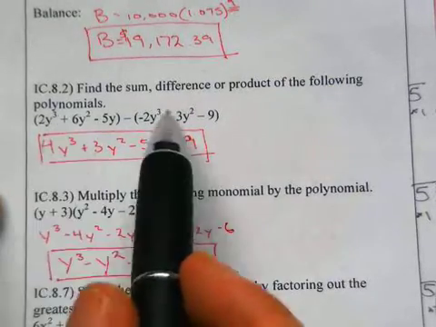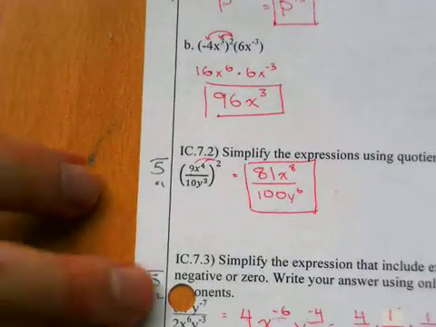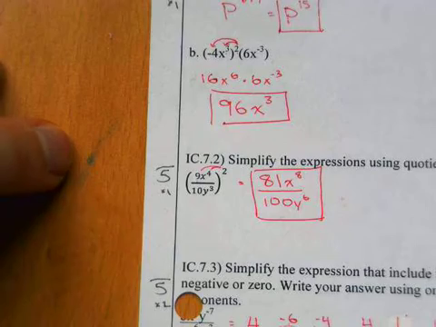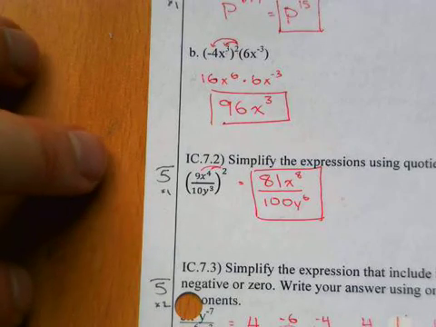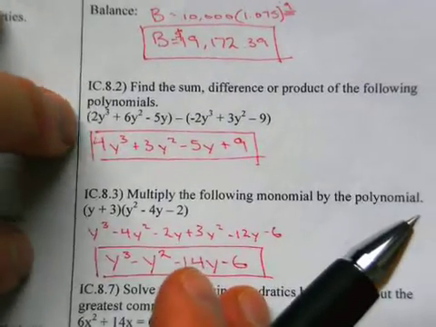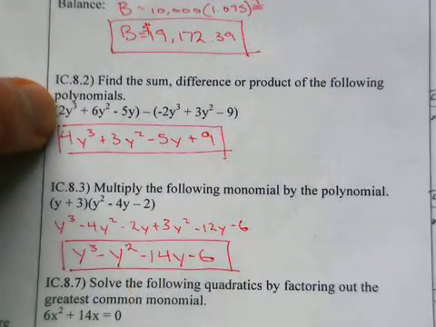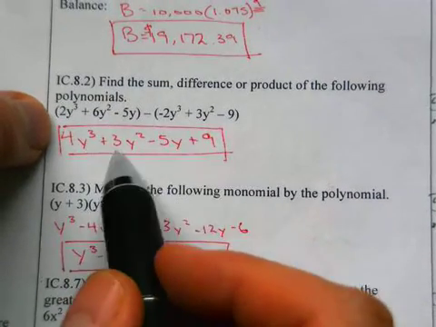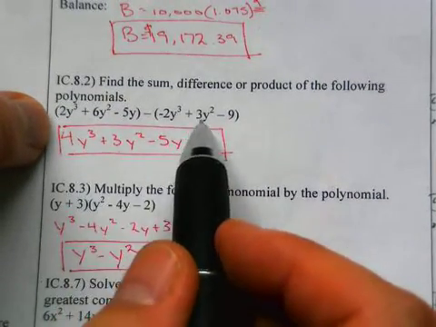You don't add the exponents like you did over here. That's when you had the same base. Or sorry, when you're multiplying. These ones over here, you are adding. So you do not add the exponents. 6y squared minus 3y squared would be 3y squared. 6 minus 3 is 3.